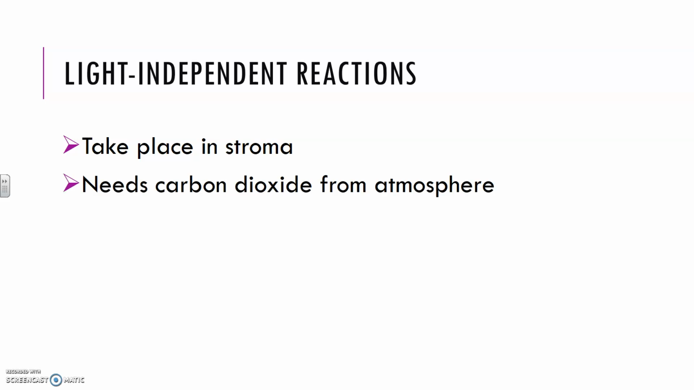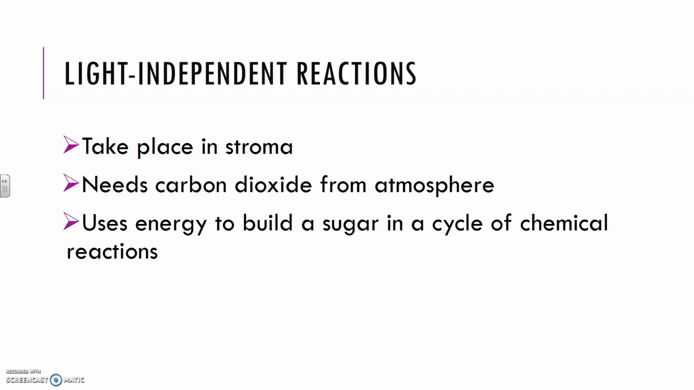They need carbon dioxide from the atmosphere, so this is where your third reactant comes in. We've already seen the water and the sunlight, and now we get our carbon dioxide. We've already seen one of our products being produced, the oxygen, and we're still going to need to see where the sugar comes out. It uses the energy from the light-dependent reactions to build a sugar in a cycle of chemical reactions. And it is a cycle, so it is going to be cyclical in nature, and we're going to basically regenerate the reactants out of this cycle. We'll get into that later.